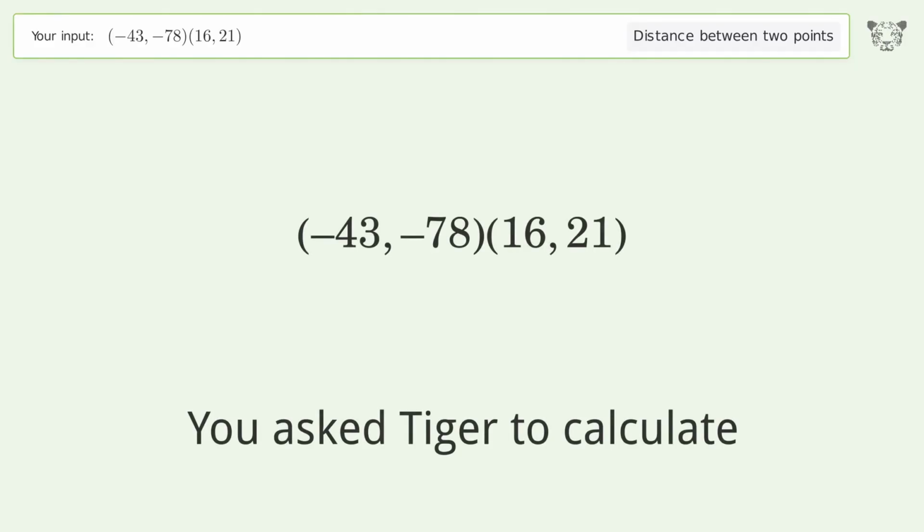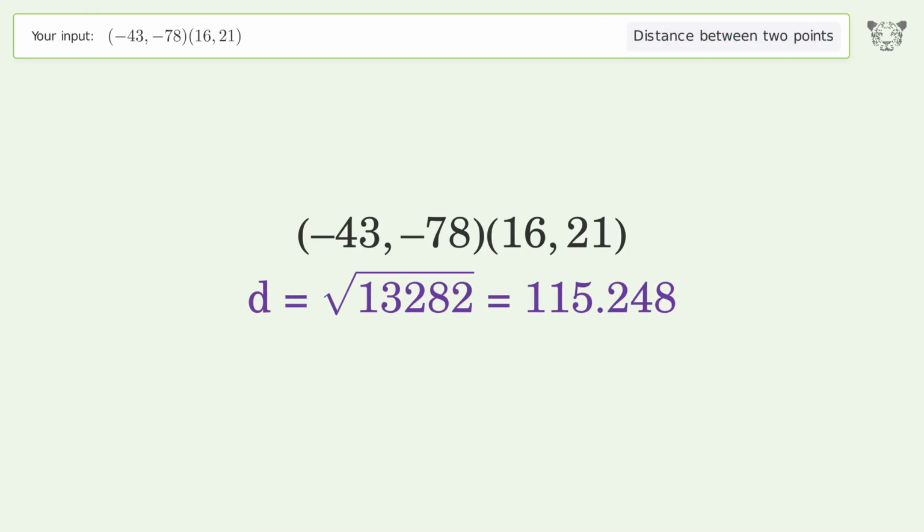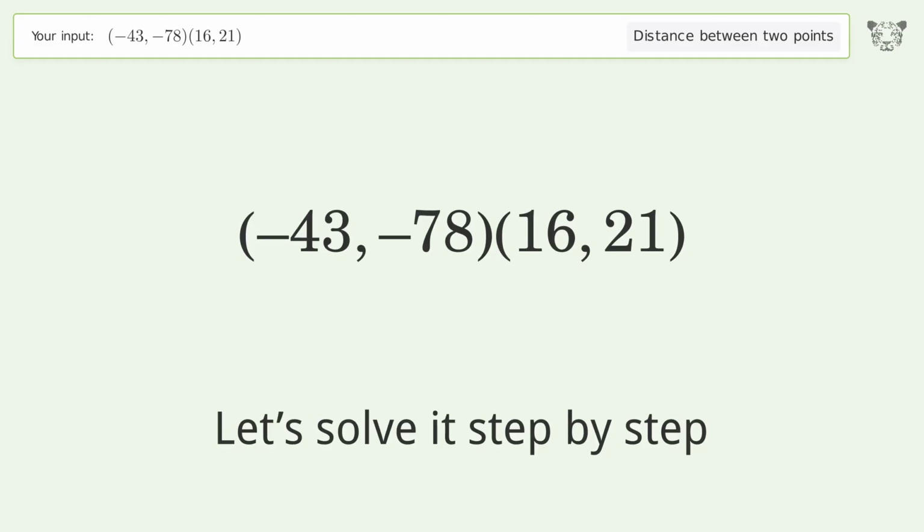You ask Tiger to calculate. This deals with the distance between 2 points. The distance between the 2 points is the square root of 13,282, or 115.248. Let's solve it step by step.